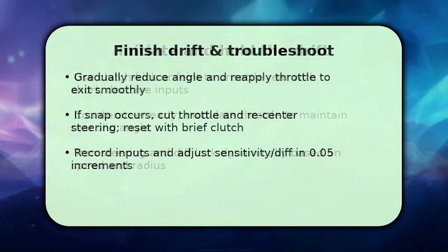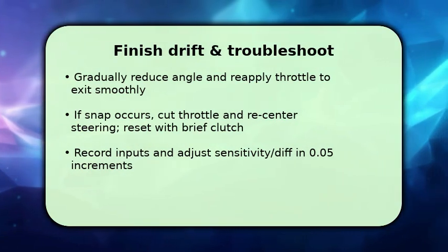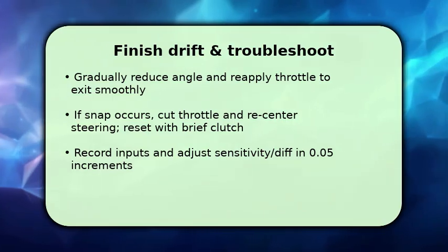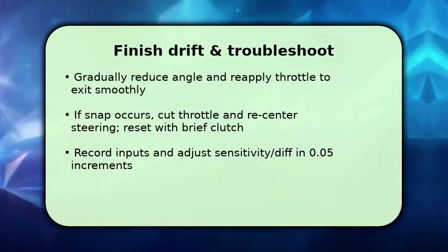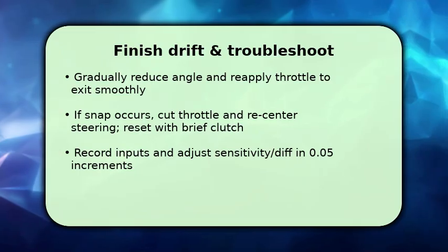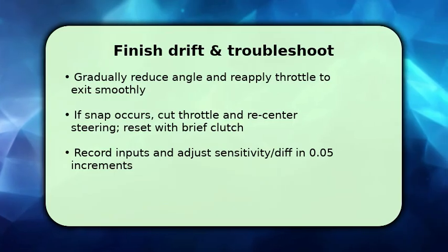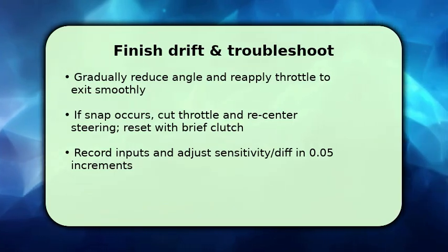You complete the drift by easing angle and progressively reapplying throttle so traction returns without a torque spike. This prevents a violent snap at the exit. If the car snaps, immediately lift throttle and straighten the wheel just enough to regain balance, then use a quick clutch blip to reset rear traction if available.